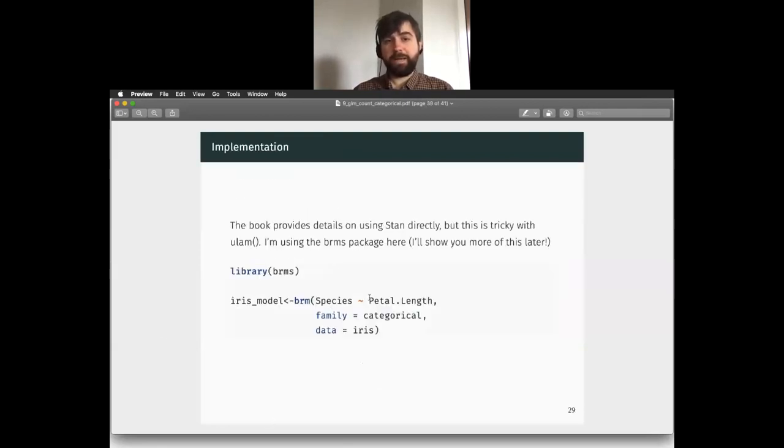Right here, we just have petal length. So imagine this is implicitly A plus B times petal length, right? I'm just typing the formula into the chat. There's no reason we couldn't do A[flower death] plus B times petal length, right? There's no reason we couldn't fit multiple intercepts, right?